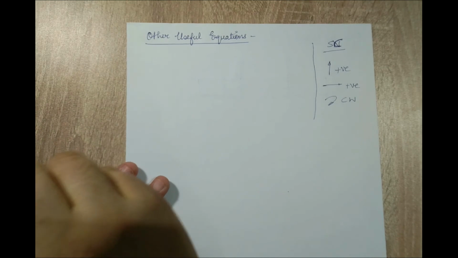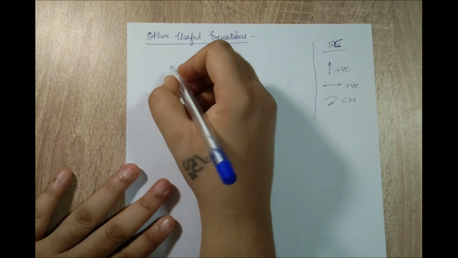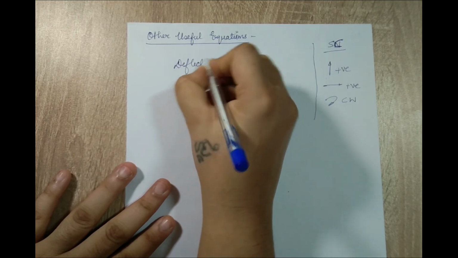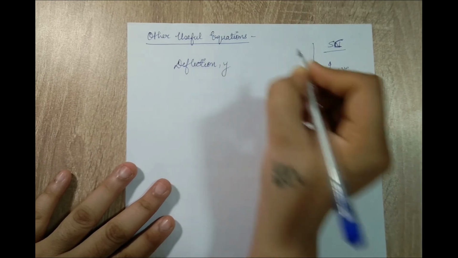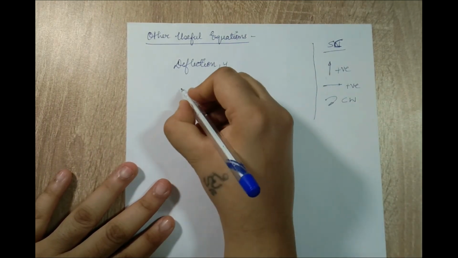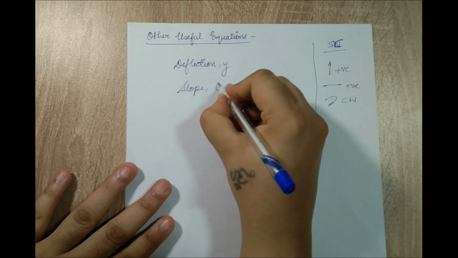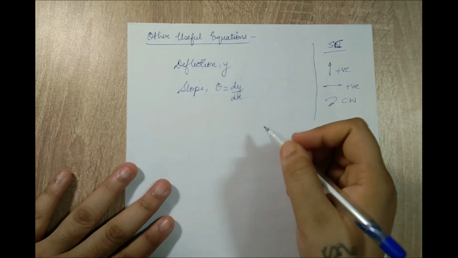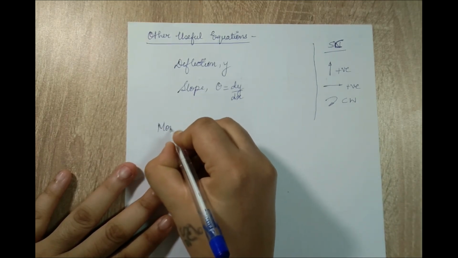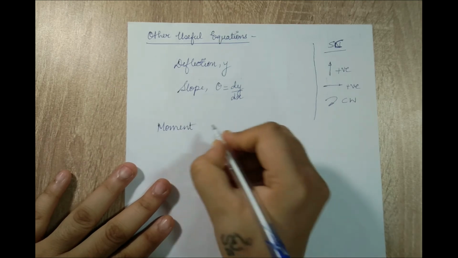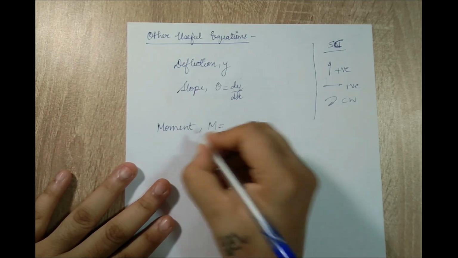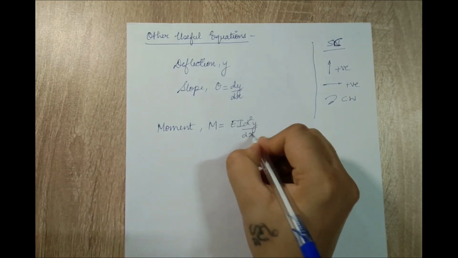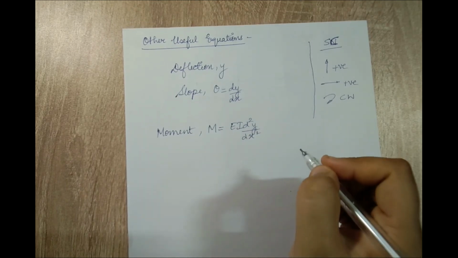Some other useful equations we need to discuss. We will first start with deflection, because the name of the chapter is deflection. So for deflection, I am going to use the term y. When I talk about slope, I'll be using the term theta, which will be dy by dx, which is the slope. Next, I'll be talking about the term moment. When I say moment, the equation is EI d square y by dx square. This is the moment curvature relationship.